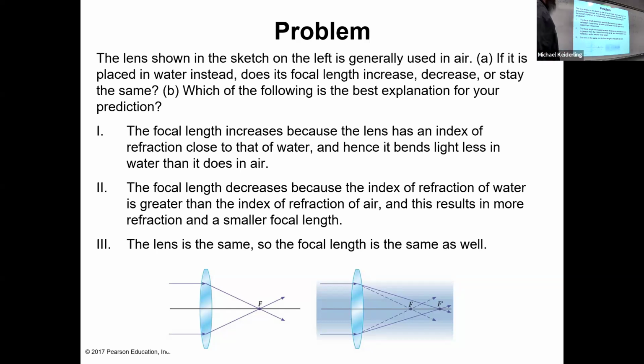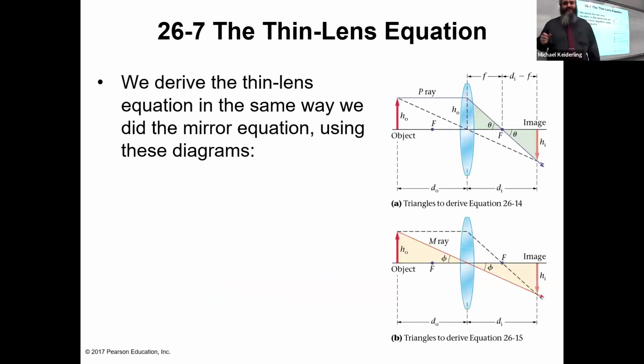It's actually the first one, because it has an index of refraction closer to water, it bends light less in water. So this dotted line here in the picture is what it would be in air, and it extends out further because the light bends less.